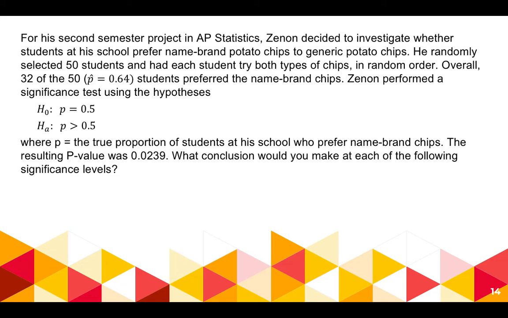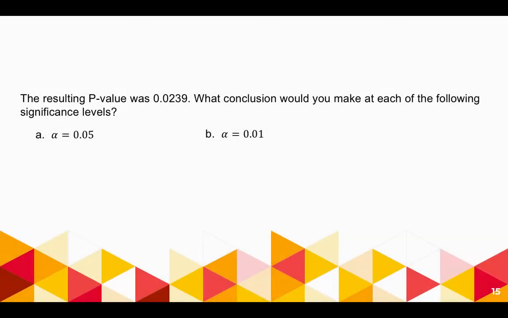So before we can make a conclusion, we want to decide which significance level to use, and this ideally would be set before you calculate the p-value, when you first start the test. So if the significance level was alpha equals 0.05, or what if the significance level was 0.01? The resulting p-value was 0.0239. What we would do is compare the p-value to alpha. If it's less than alpha, that means it's small enough and we would reject the null hypothesis.